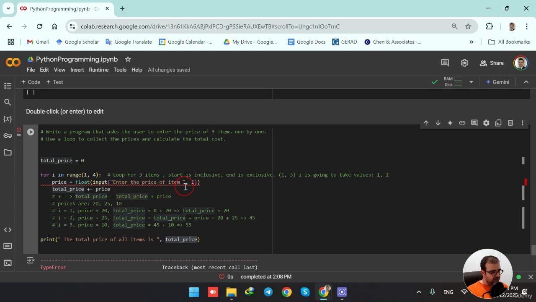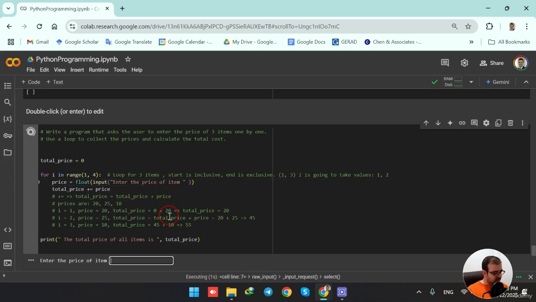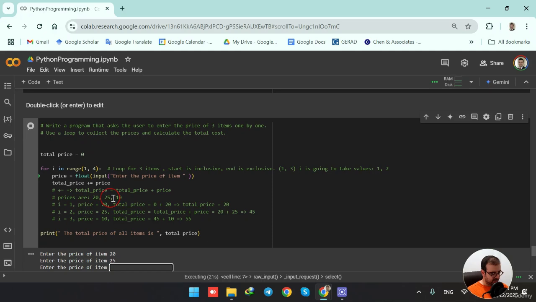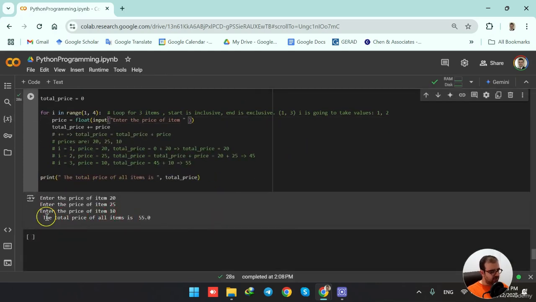So when I run this code, sorry, I'm having an error in this part here. So when I run this code, it asks me to enter the price of the item. So I enter 20 first, okay? When I enter 20, it says enter the price of the item again, because there are 3 items that we are going to enter. So the second item price is 25 based on my assumption here, and it again asks to enter the item price. I'm assuming that the third item price is 10, so it is going to calculate the total price as 55.